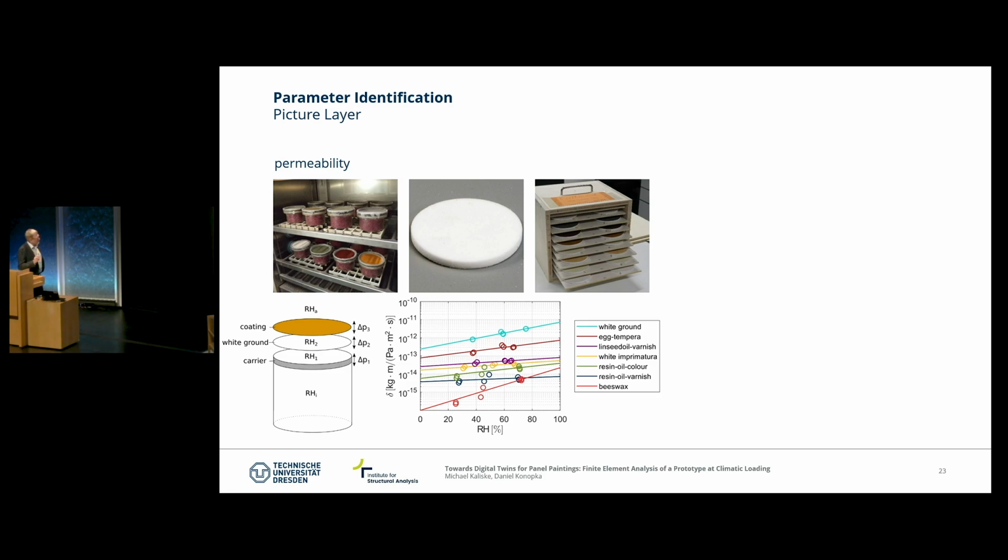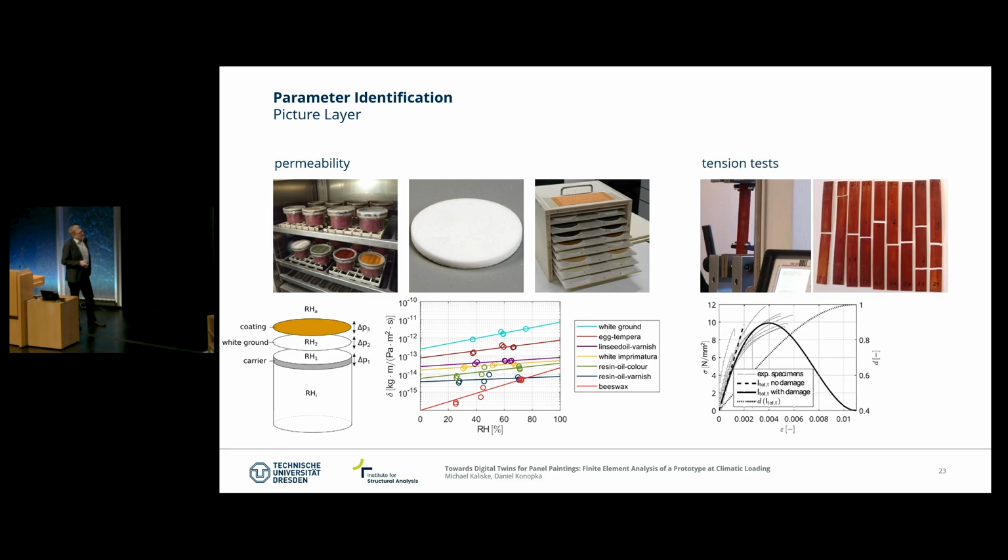But not only the features of the wood itself have to be identified, we need to look as well into the paint layer. Here we measured the permeability, and we need to identify as well the structural properties of the paint layer.